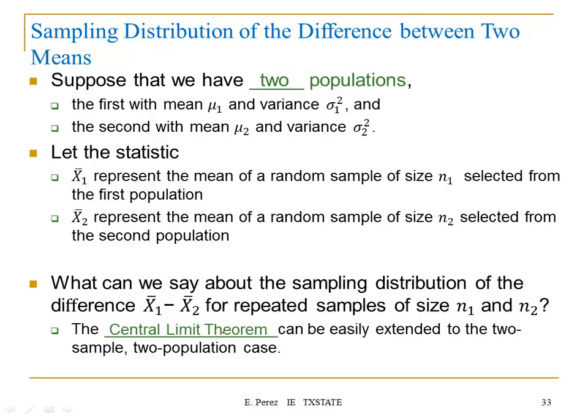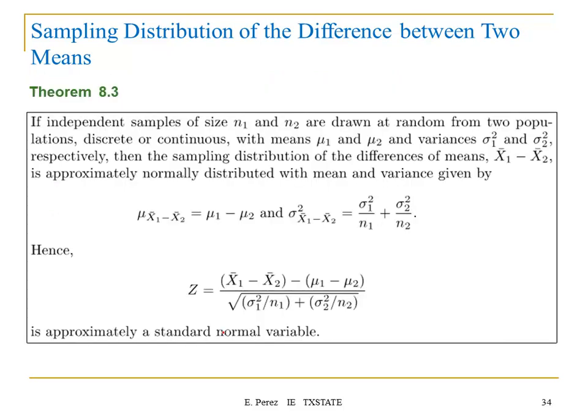Okay? So it's not like having this is your population and taking 2 different samples, x1 and x2. We are saying that we take 1 sample from the first population and another sample from the other one. So this is population 1 and this is population 2. So we can extend and use the central limit theorem to find such probabilities. So this is theorem 8.3.